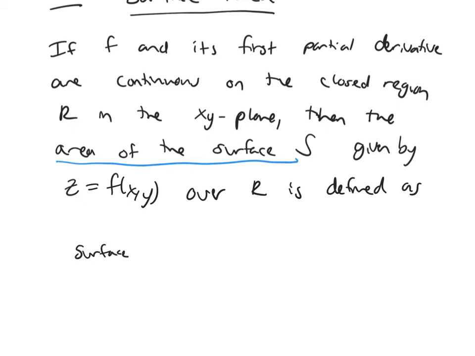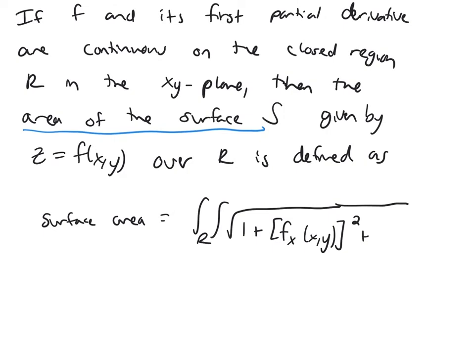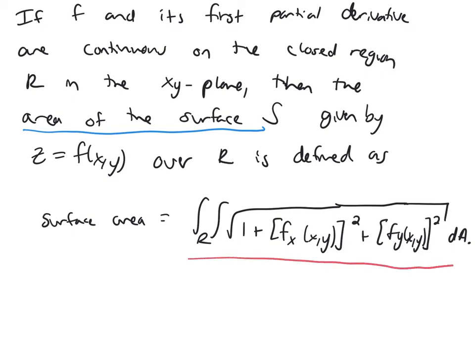so the surface area is equal to the double integral over your region R, the square root of 1 plus your partial derivative with respect to x squared plus the partial derivative with respect to y squared dA. So this is the formula you want to keep in mind for surface area.